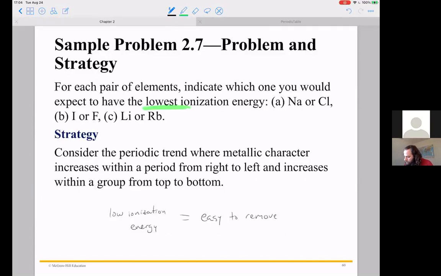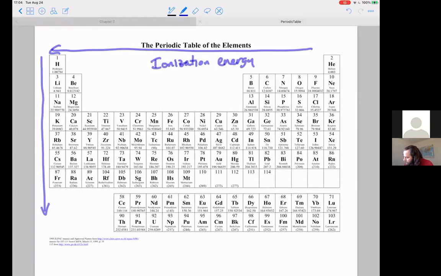So what was it, iodine and fluorine? Yes. So here's fluorine, here's iodine. Which one's going to be easier to remove an electron from? Turns out that it's iodine.